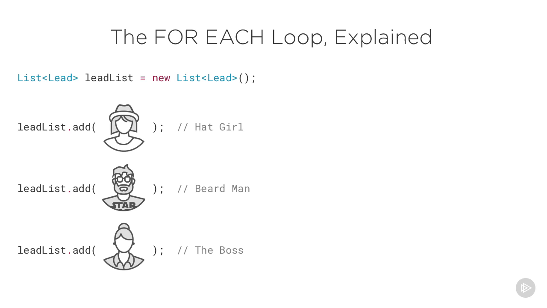And yes, I do realize this isn't syntactically proper code. Having a picture of a man in a Star Wars shirt is not a working substitute for an actual lead variable. But that part isn't important because we want to focus on the loop syntax instead. So now on the right-hand side, we're going to do a for each loop against our lead list.